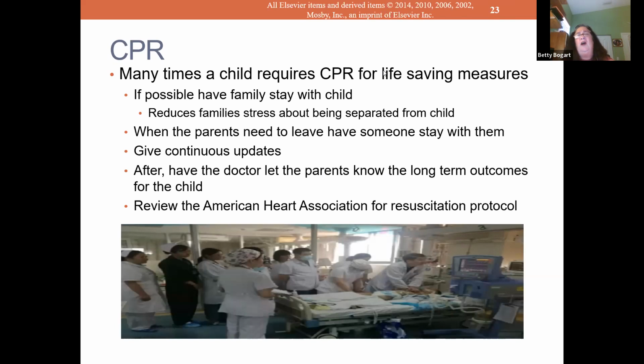Now, if your hospital policy absolutely does not permit that, have somebody stay with that parent and give them continuous updates on what's going on. And when they are done, make sure that the doctor comes and talks to those parents about the outcomes and the prognosis.